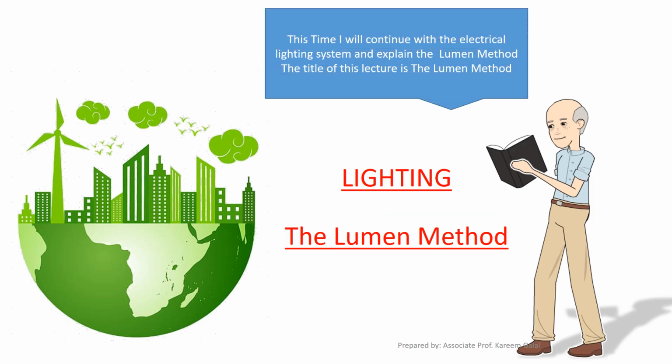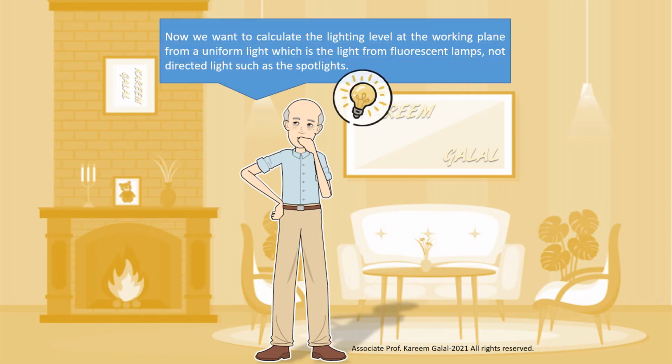This time I will continue with the electrical lighting system and explain the Lumen method. The title of this lecture is the Lumen method. Now we want to calculate the lighting level at the working plane from a uniform light, which is the light from fluorescent lamps, not directed lights such as the spotlights.